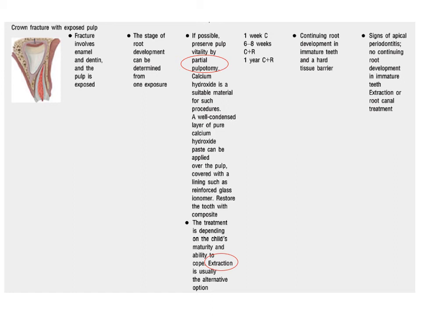So calcium hydroxide can be placed on the tooth surface, after which it can be covered with a glass ionomer and restored with a composite. Depending upon the child's maturity, if the child is cooperating, we can do the treatment, that is partial pulpotomy, and if the child is not cooperating, then extraction is the best alternative that we can do.